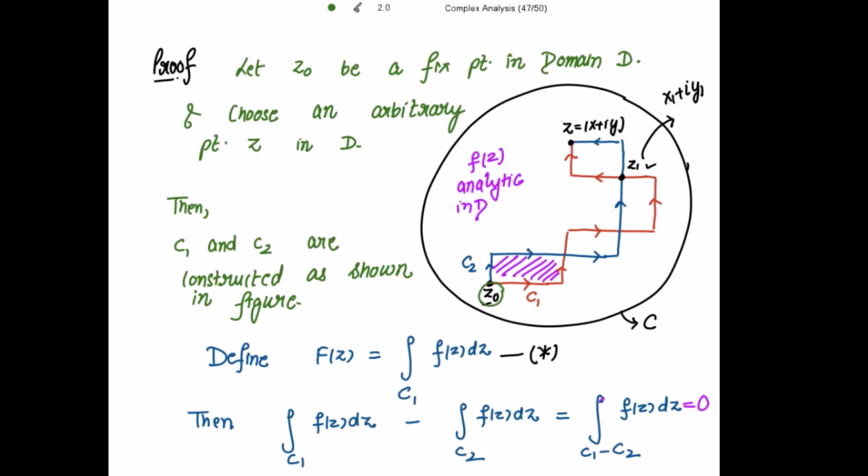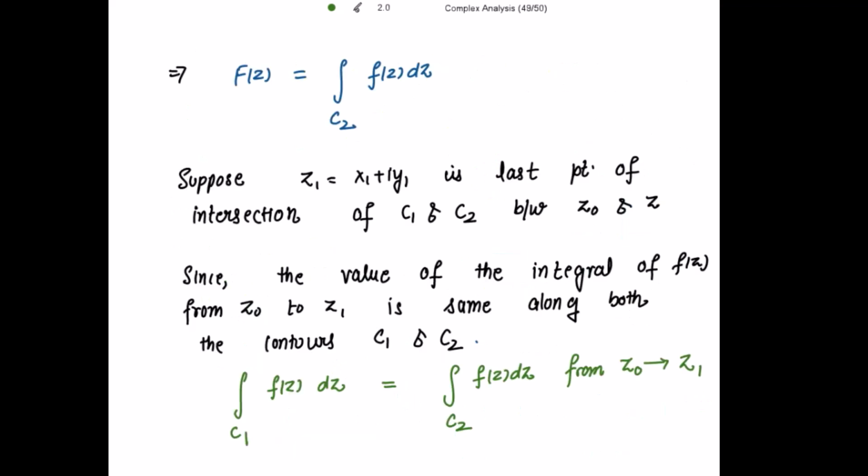From the point z0 to z1, up to this, the values of integrals are the same along C1 and along C2, right? And from the star, the integral of f(z) along C1 is capital F(z). And we have also proved that the integral of f(z) along C2 is also equal to capital F(z). So the values of these two integrals are equal to capital F(z). Let me take this value to be equal to k, right?